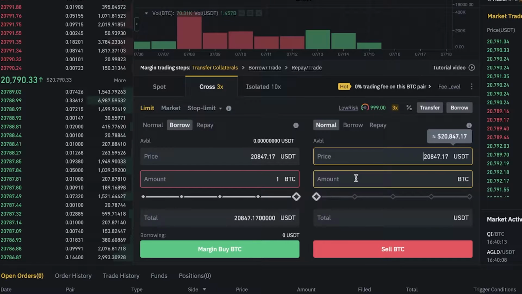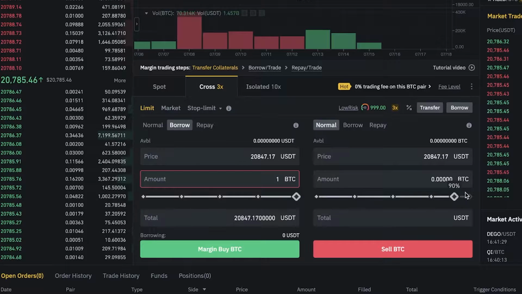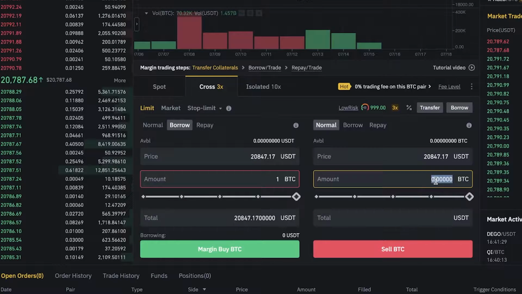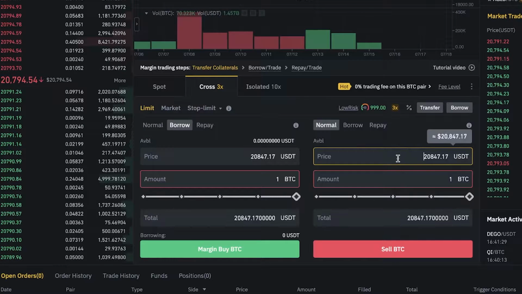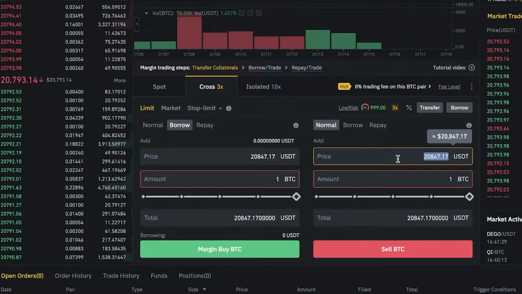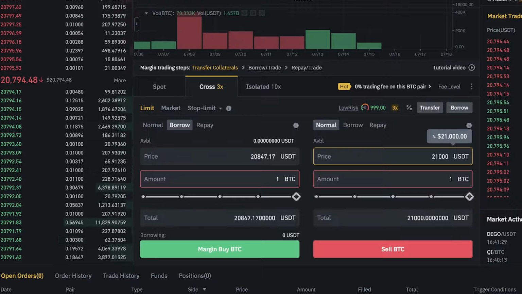Then in the sell BTC section, you're going to add sell 100%. You're going to increase this, and you're going to enter the amount of BTC, which is going to be 1, and then you're going to enter the amount of money. So when BTC hits maybe 21,000, you want to sell 1 BTC.